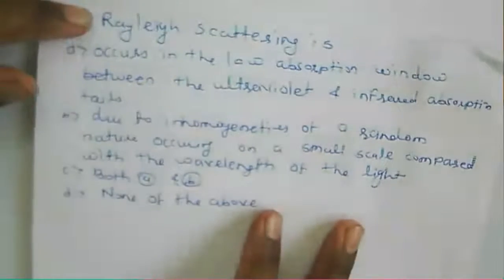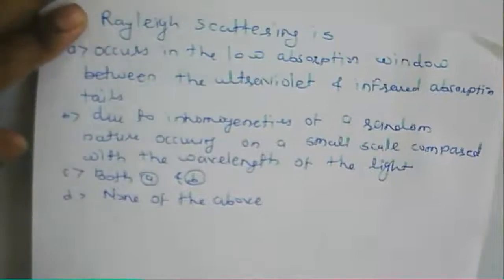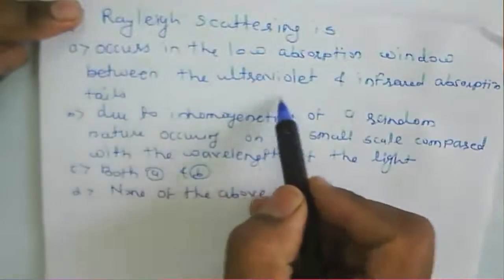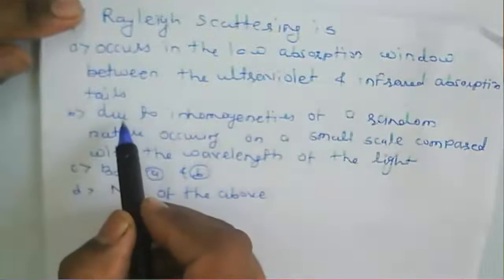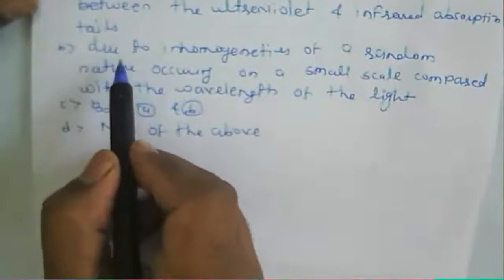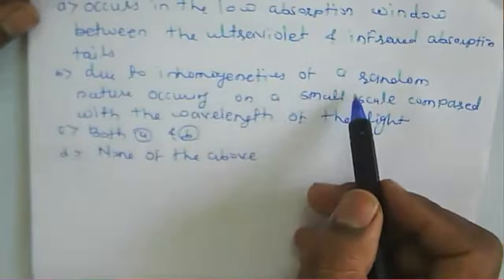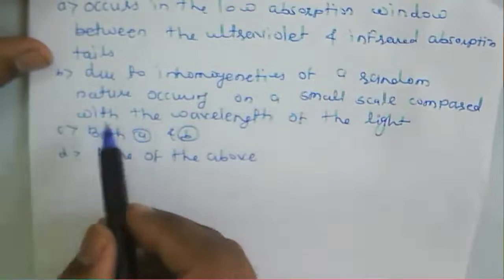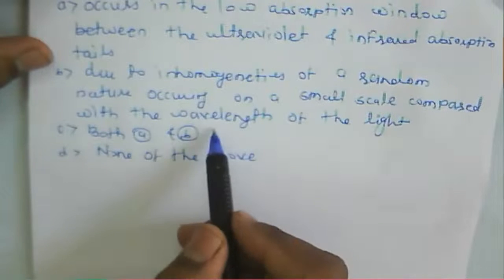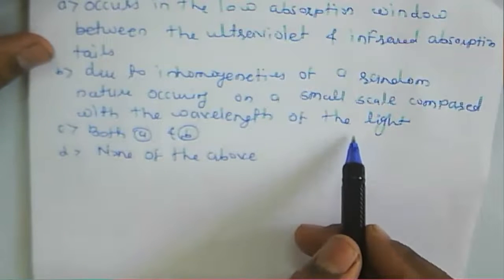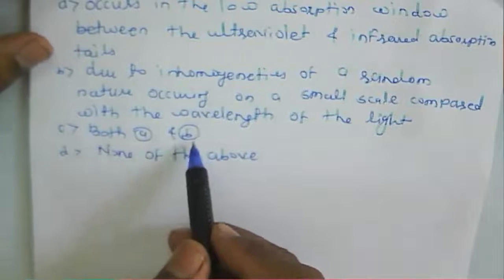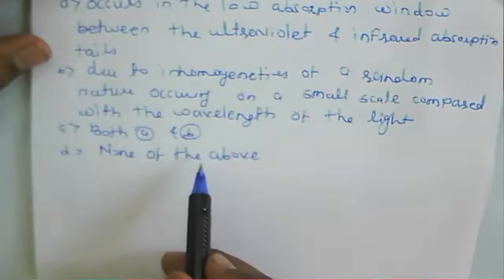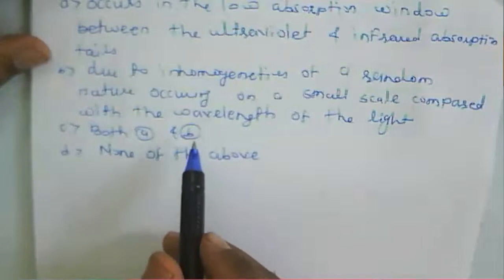Now, Rayleigh scattering occurs in the blue absorption window between the ultraviolet and infrared absorption tails. Then B, due to the inhomogeneities of a random nature occurring on a small scale compared with the wavelength of the light. Then C, both A and B, and D, none of these. What is the answer for this? Please type your answer in the chat.